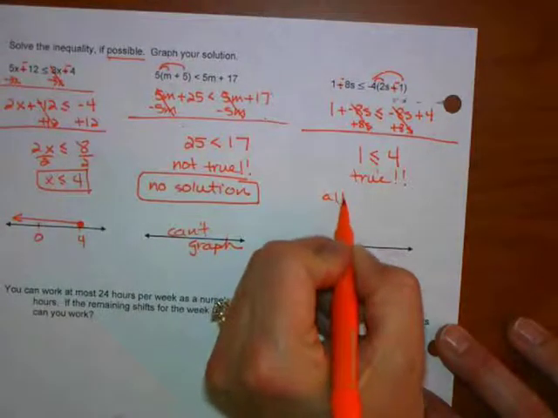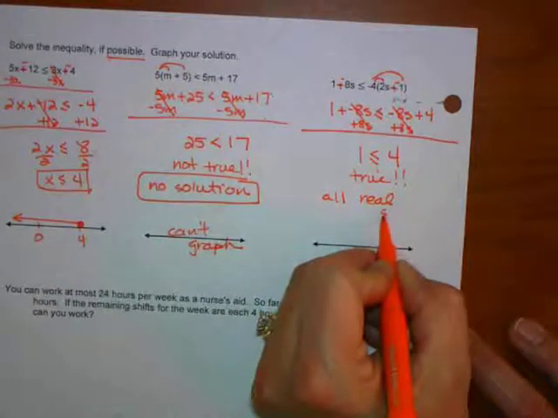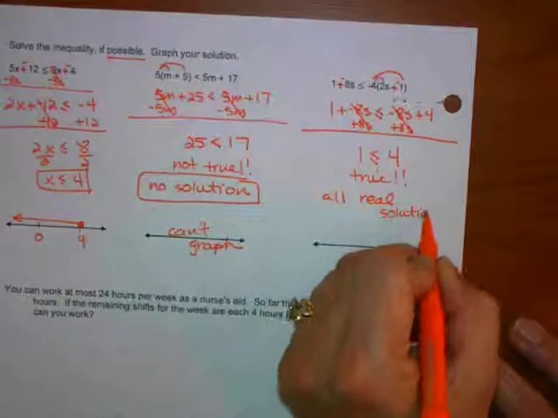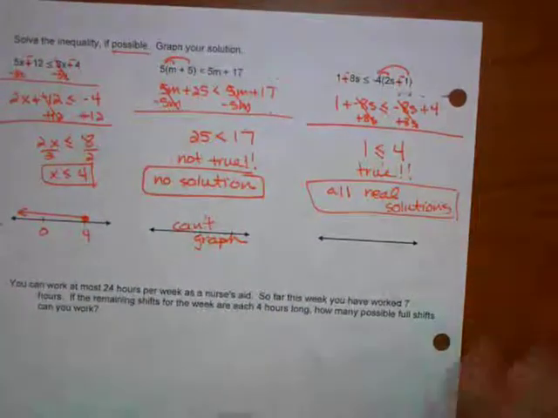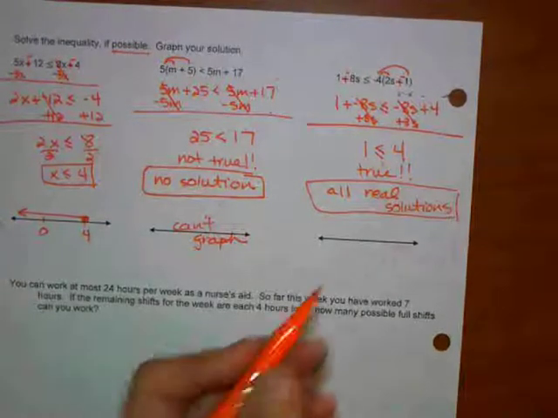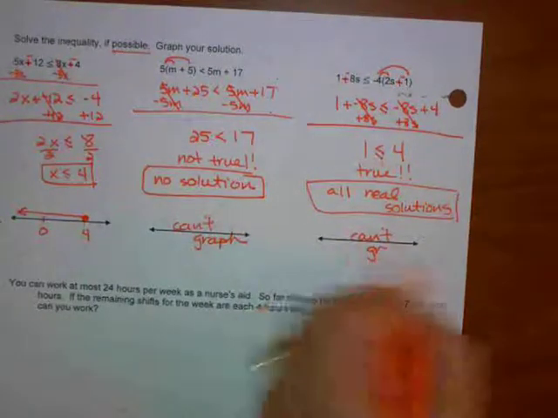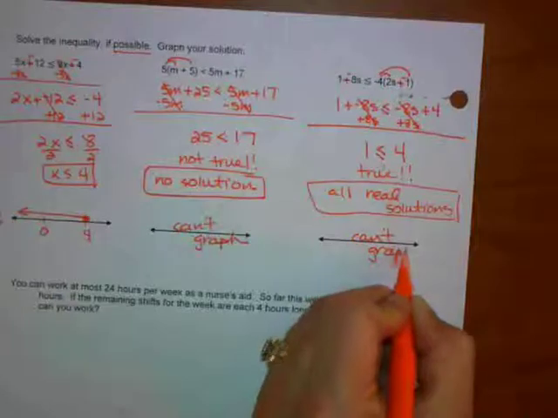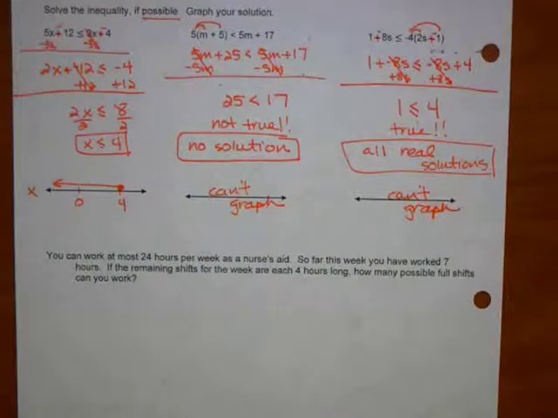So your answer would be all real numbers or solutions. You can still graph them? Nope. All real numbers. Any number would work. You could stick any number into that inequality and it would make it true. I guess you could do it, but again, you really can't graph that. You could draw a solid line if you want, but you can't really graph that. You just say all real numbers are solutions.